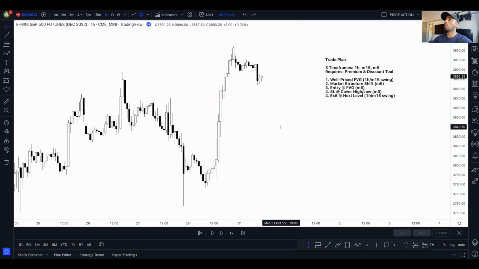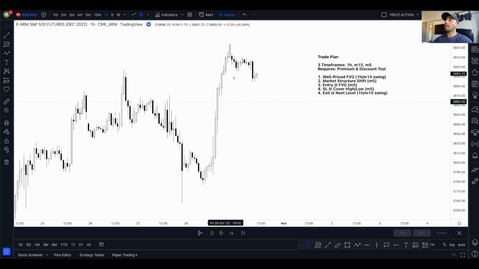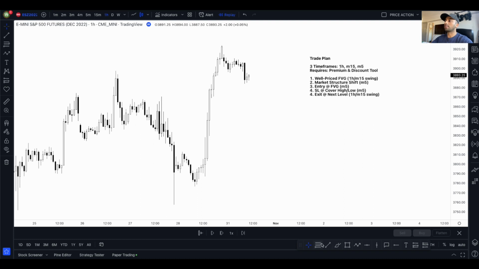Okay, so now what we can see is on the hourly time frame, again, we're going to be going from the highest time frame down. So 1 hour, M15, M5, just those 3 time frames. Now on the hourly, just as I showed you guys, we've got a swing that is here.